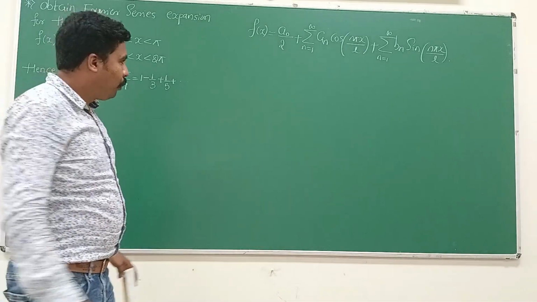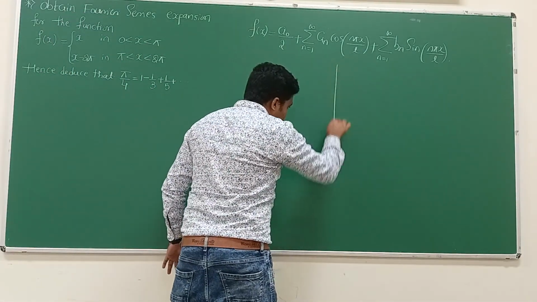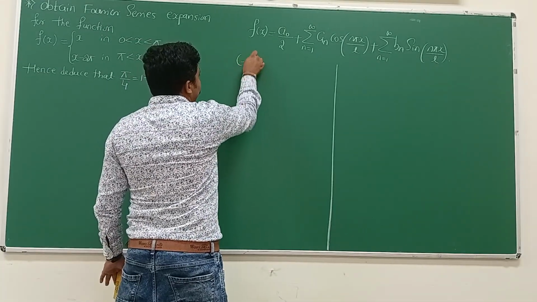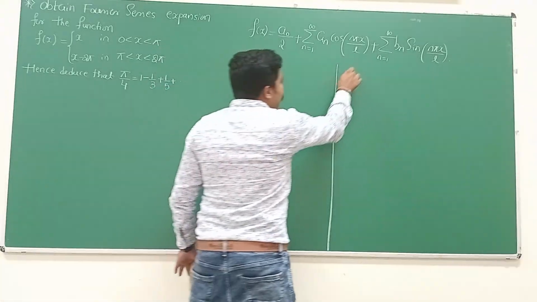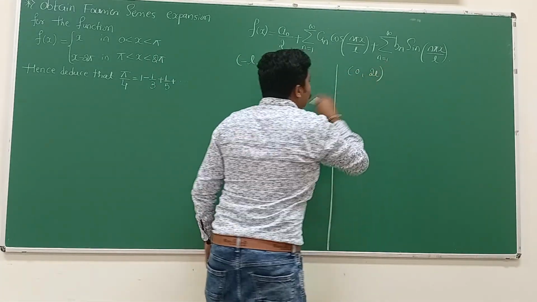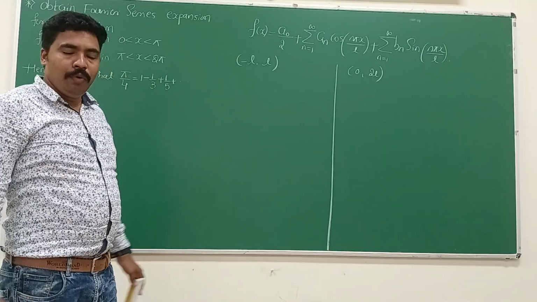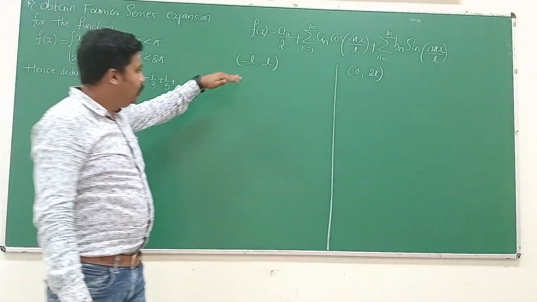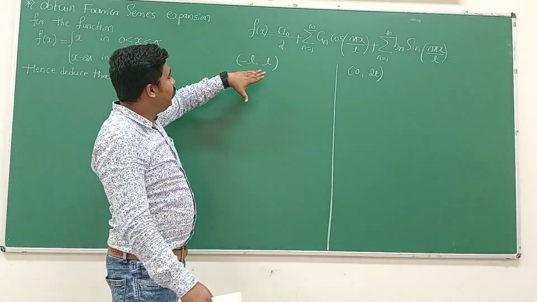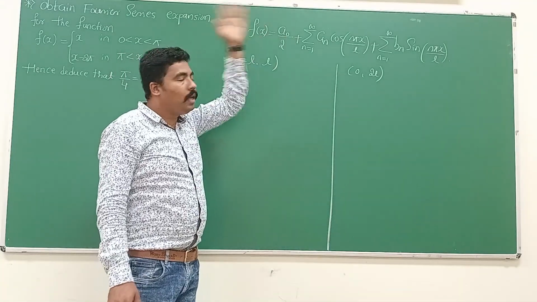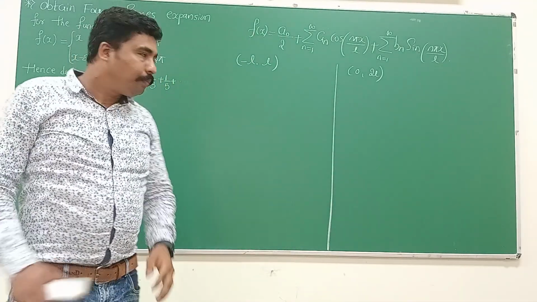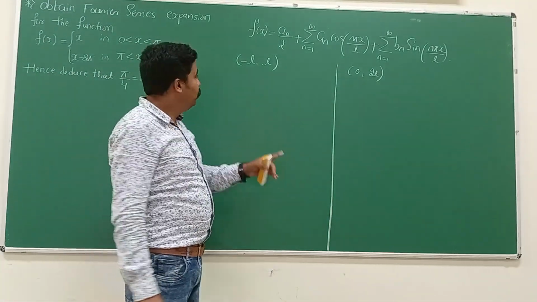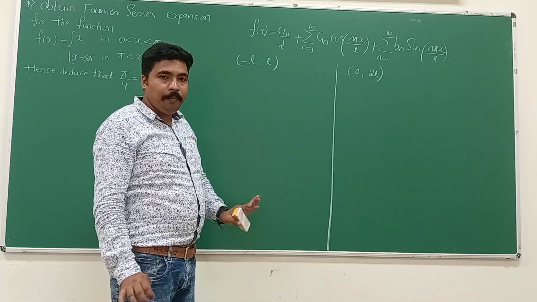That is the task. We know that there are two standard types of arbitrary limits: one is minus L to L, another is 0 to 2L. Whichever limit they give in the problem, our job is to compare the given limit with these two standard forms, equate the L value, and substitute in the required results. Now, how do we find out whether the function is even or odd using the limit minus L to L?